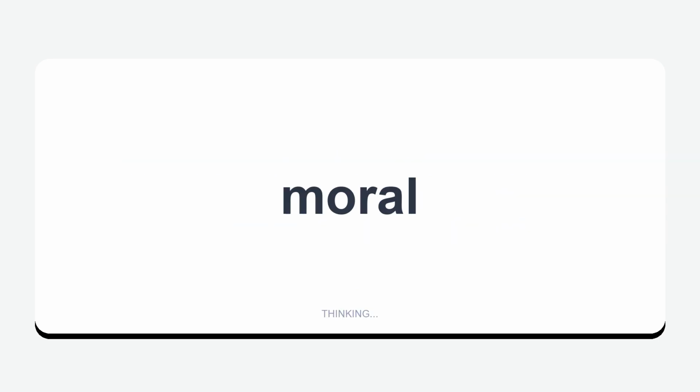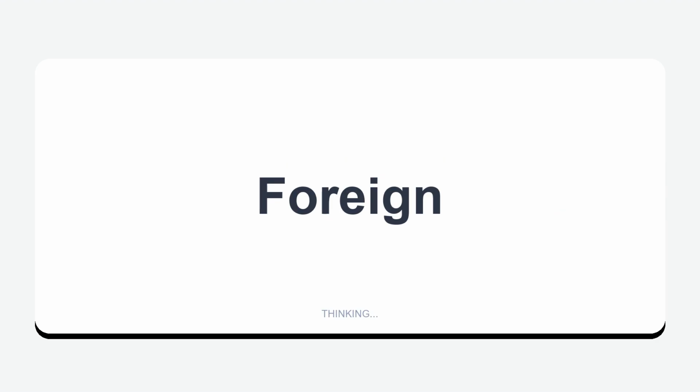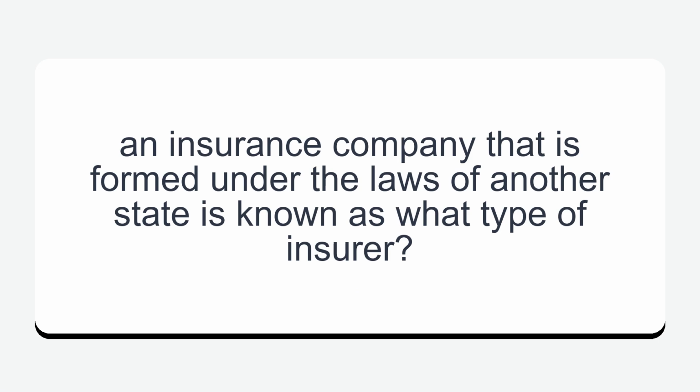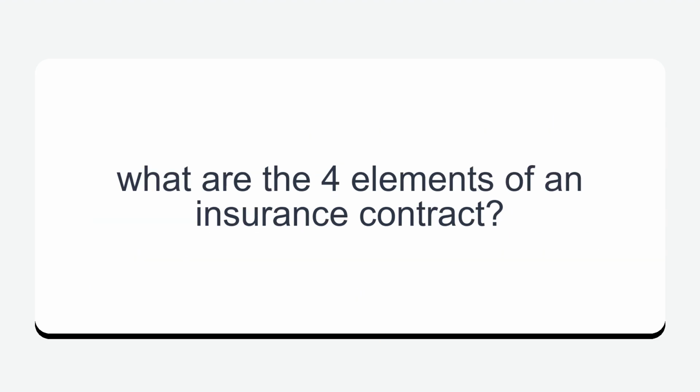Moral. What type of hazard does an applicant present when they conceal health information? Foreign. An insurance company that is formed under the laws of another state is known as what type of insurer? Agreement, offer and acceptance, consideration, competent parties, and legal purpose. What are the four elements of an insurance contract?